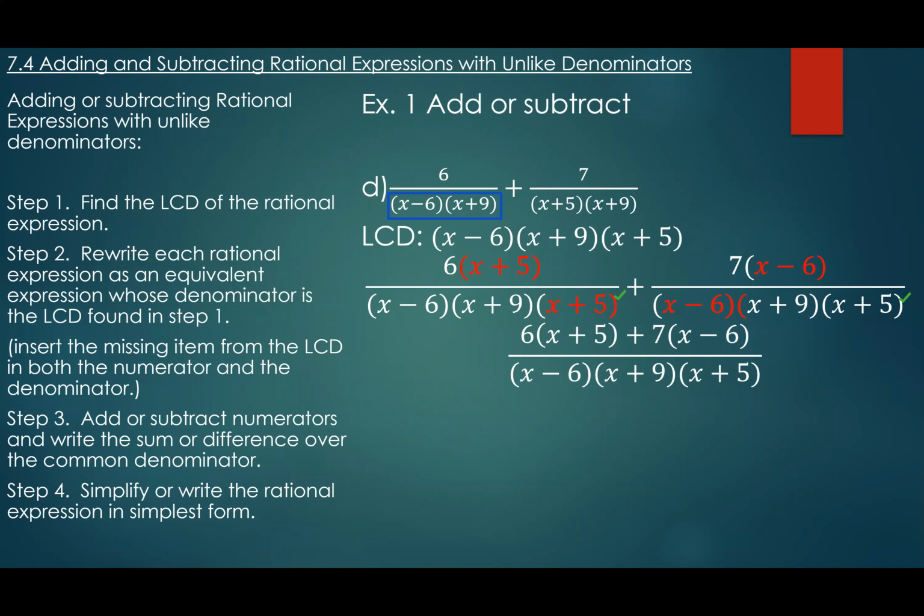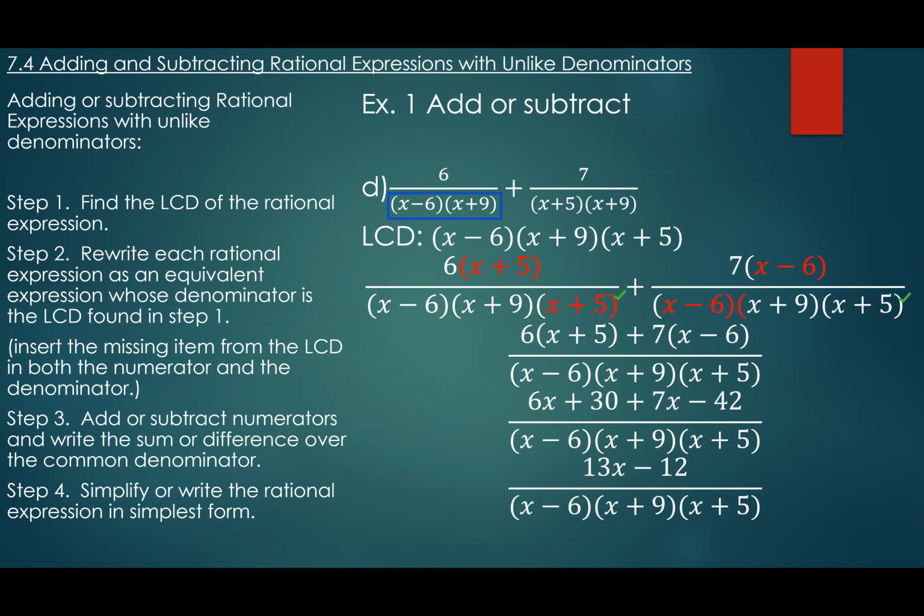Now, what do I do with the numerator? Well, I need to distribute the 6 in, which 6 times x is 6x, and 6 times 5 is 30. I need to distribute my 7 in, which is 7 times x is 7x, and 7 times a negative 6 will give me a negative 42. Now I need to combine like terms, which is the 7x and the 6x. That will give me 13x. And 30 minus 42 will give me a negative 12. 13 and negative 12, we cannot reduce them. We cannot factor anything out, and this is your answer.